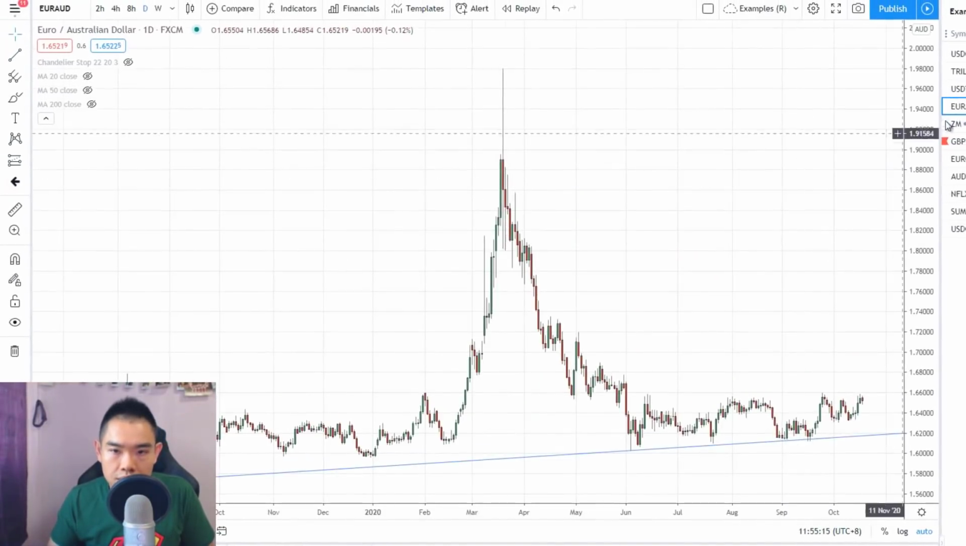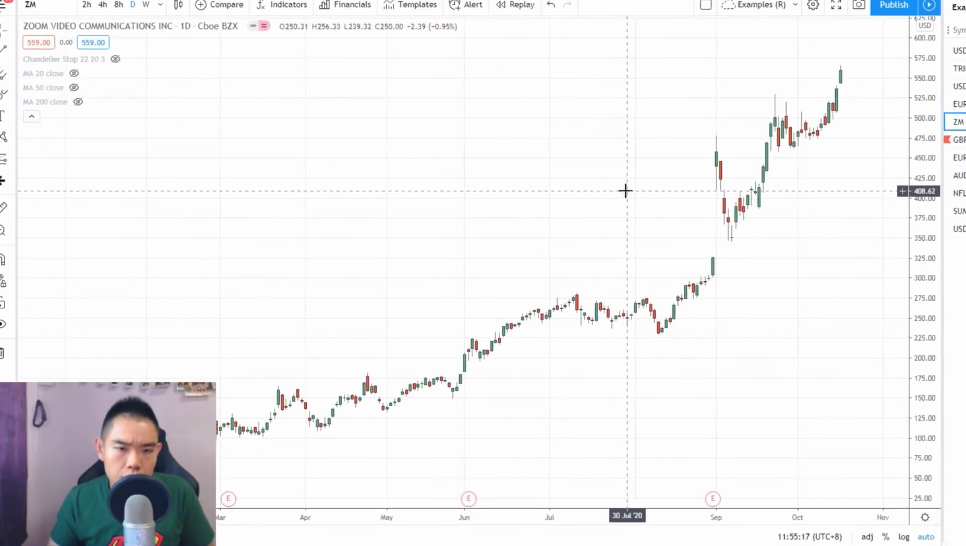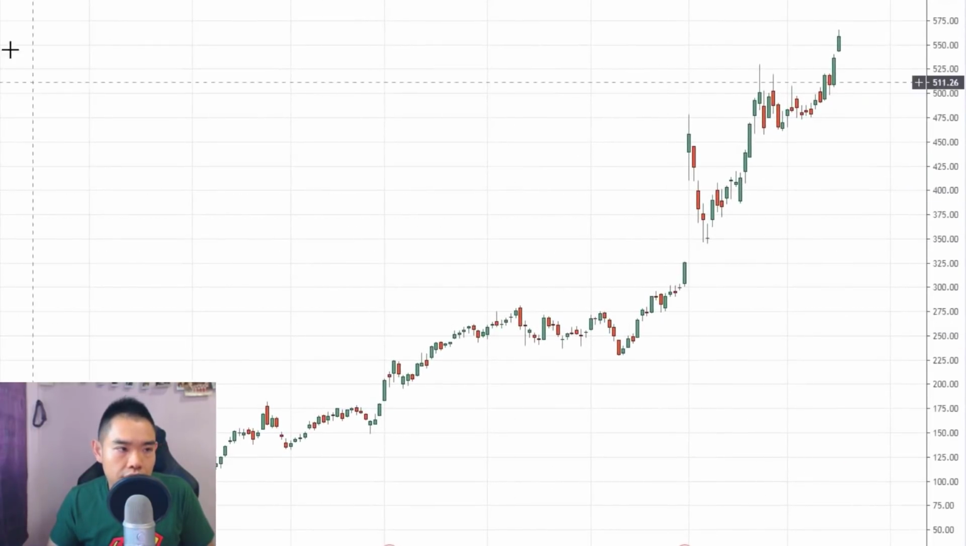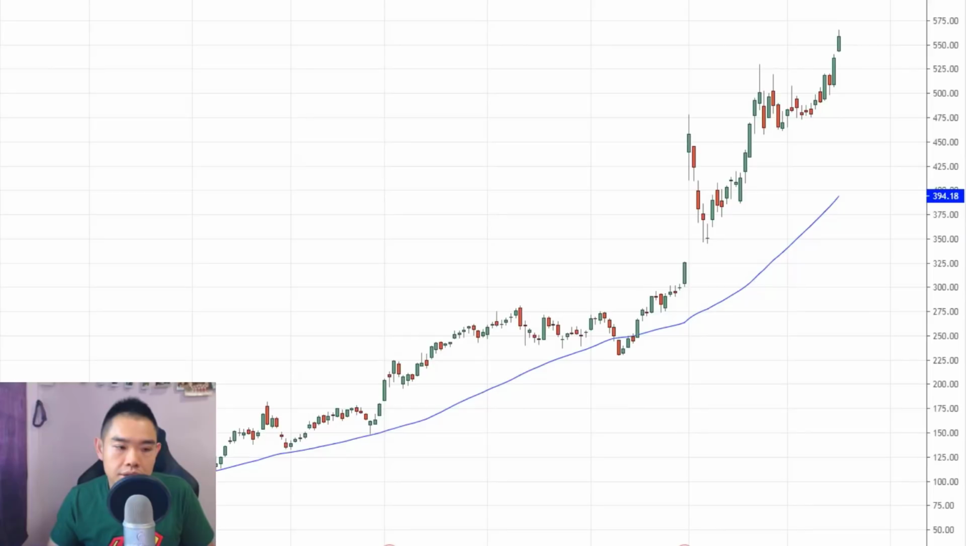Another one, if you look at this stock, right, Zoom, you can see that this one serves as an area of value using the 50 MA. Tested it once, almost twice, thrice, 4 times, and possibly maybe a 5th time over here. So the 50 MA here serves as an area of value.